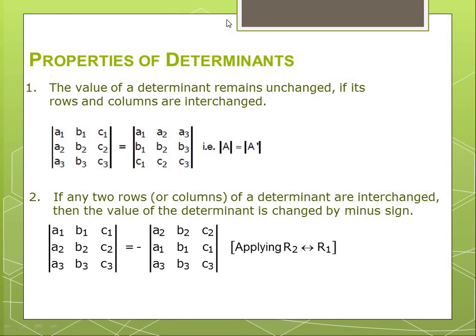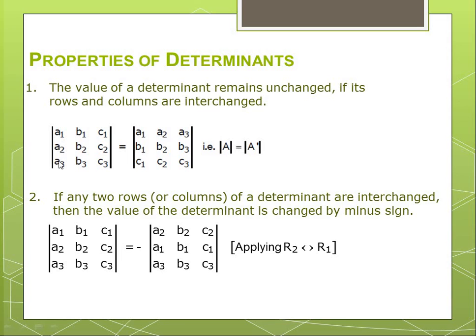Now next are the properties of the determinant. The value of a determinant remains unchanged if its rows and columns are interchanged. Consider a determinant which is given over here. In this case, if we interchange the rows and columns, then the value of the determinant does not change. In this case, I have replaced the rows with the columns.